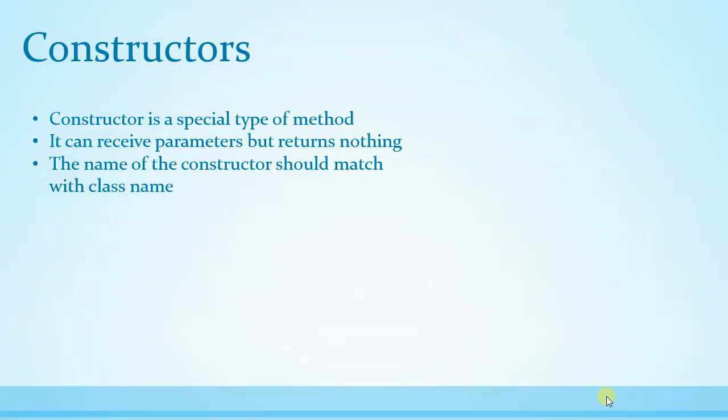The name of the constructor should match the class name. Say, for example, if we are creating C2D as the class, then the constructor name should be C2D. It doesn't return anything, so there is no return type here, but after C2D we can open a parenthesis, then we can receive parameters.